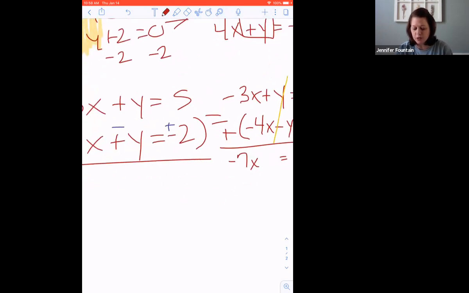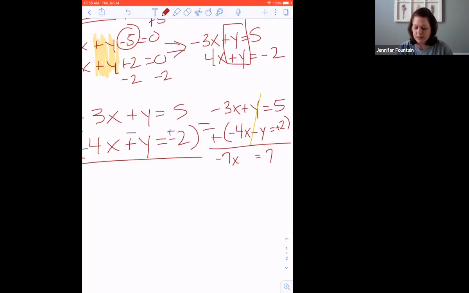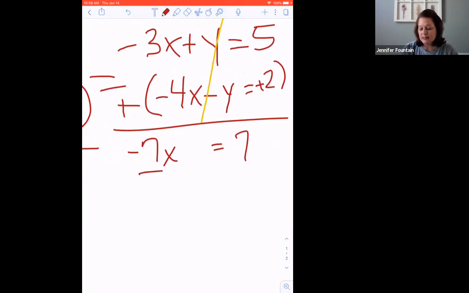I changed them over here, but when I translated it over, I did not rewrite them correctly. So negative 7x divided by negative 7 and 7 divided by negative 7. I'm dividing both sides by negative 7. So x is equal to negative 1.